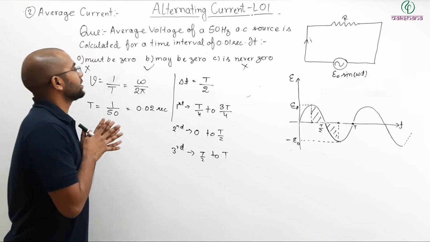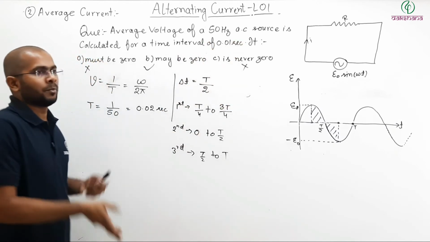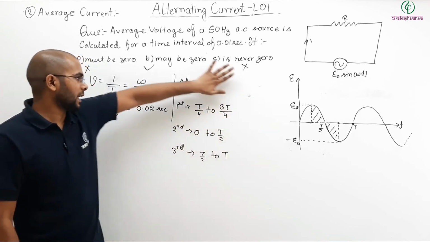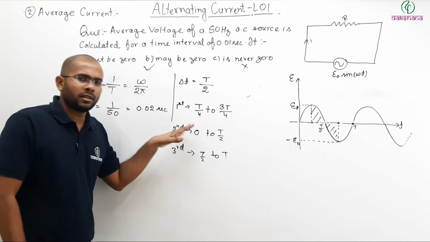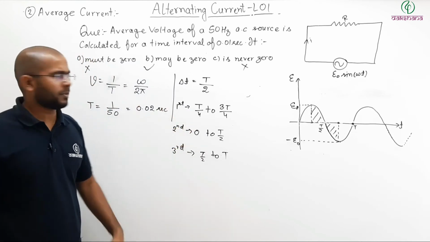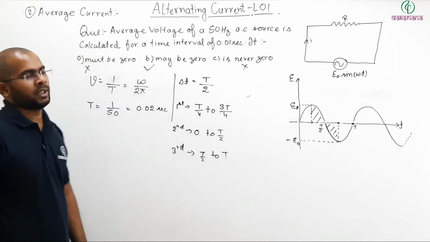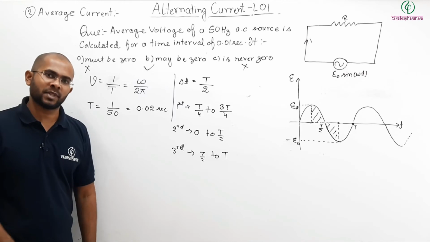So whenever this kind of question is asked, for this time interval, maybe, must be, like that, you have to check. Okay, and like this here you can find that it may be 0, it can be 0, it may not be 0, depending upon where your starting point is and where your end point is. Pause the video, note it down, then we will start the discussion of RMS current.